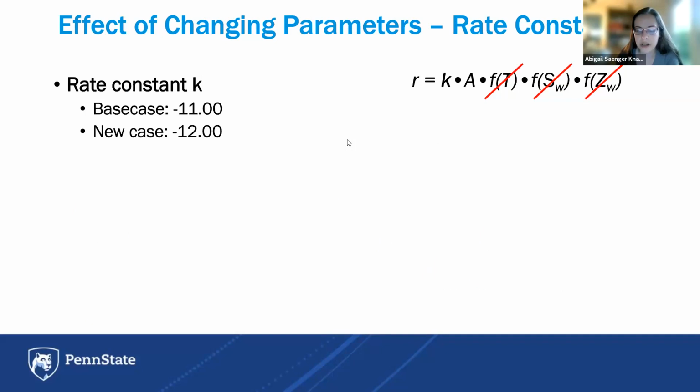In order to change the parameter, I recommend copying your base case input folder and renaming it after your new change, and then in your new input folder, change the parameter value in the cine.txt file.